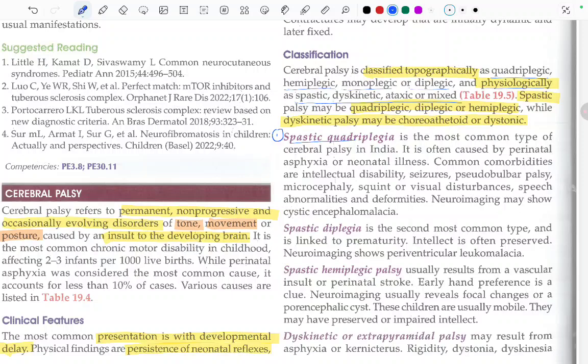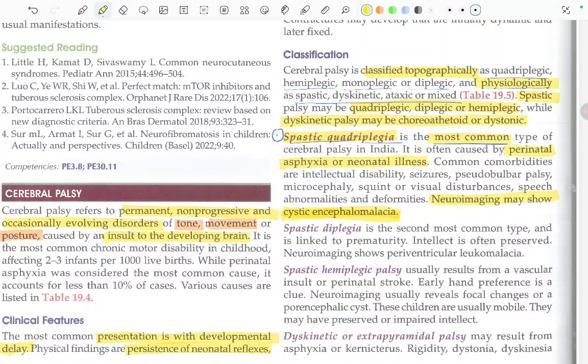Starting with spastic quadriplegia. Spastic quadriplegia is the most common type of cerebral palsy, the most common type of CP in India. It is often caused by perinatal asphyxia or neonatal illness. Common comorbidities are intellectual disability, seizures, pseudobulbar palsy, microcephaly, squint or visual disturbances, speech abnormalities and deformities. Neuroimaging may show cystic encephalomalacia. On neuroimaging, what will be seen? There will be cystic encephalomalacia.